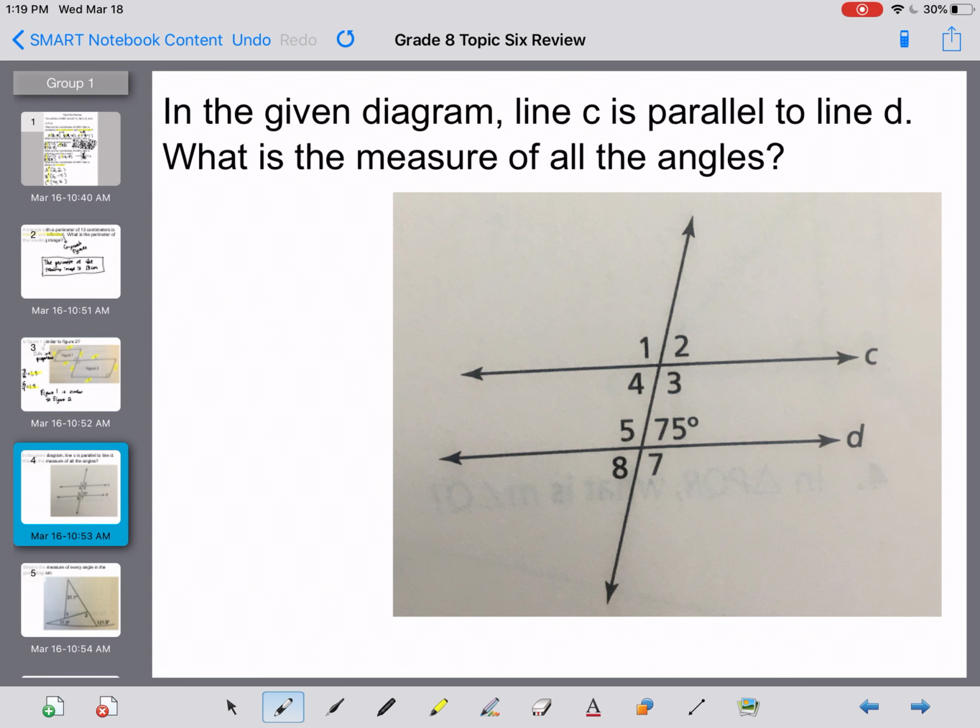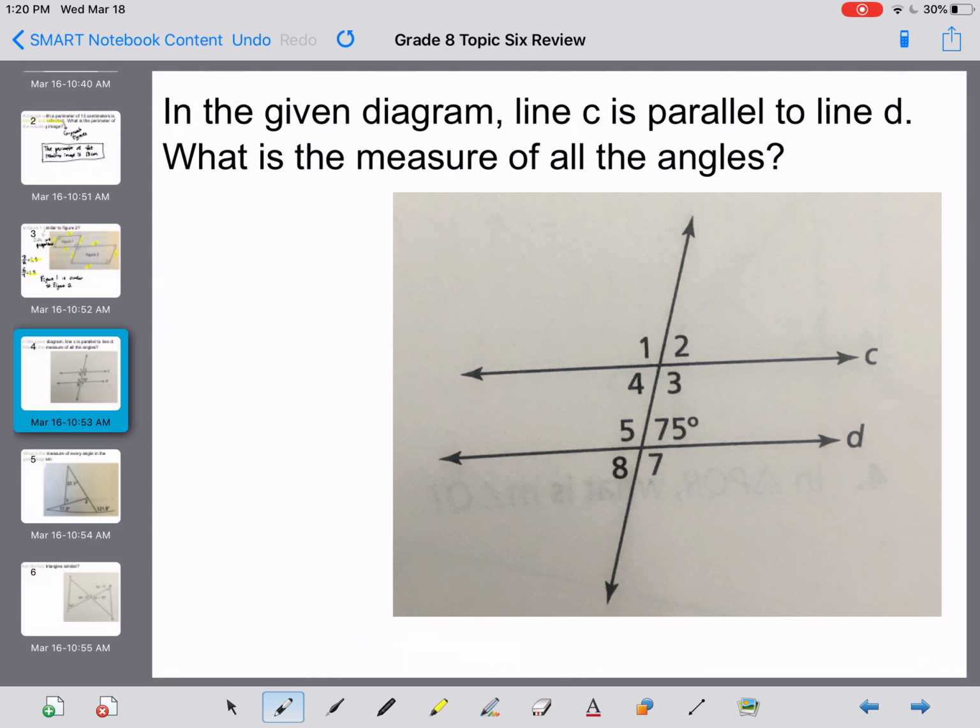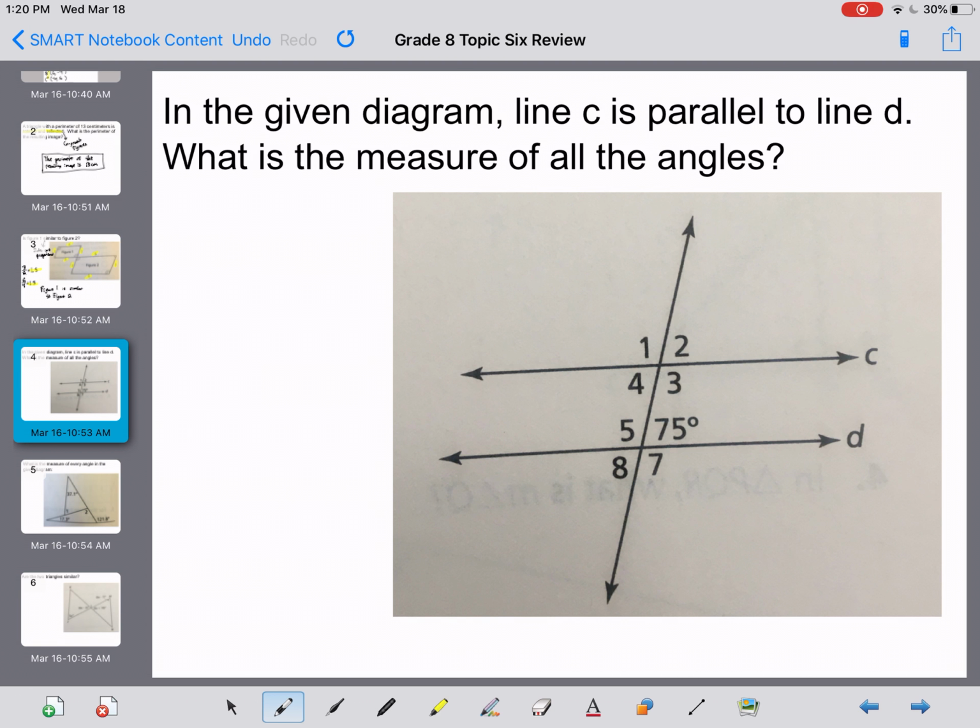In the given diagram, line C is parallel to line D. What is the measure of all of the angles? Take a second to copy down the question and the diagram as well. Now for this problem, I'm just going to label the measure of the angles inside the diagram. This is my angle of 75.